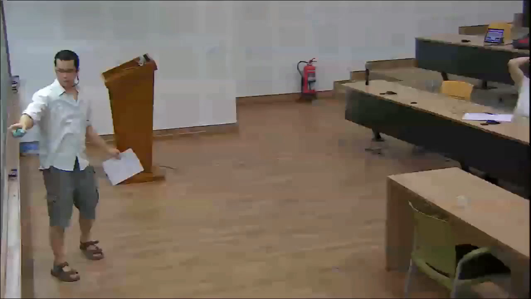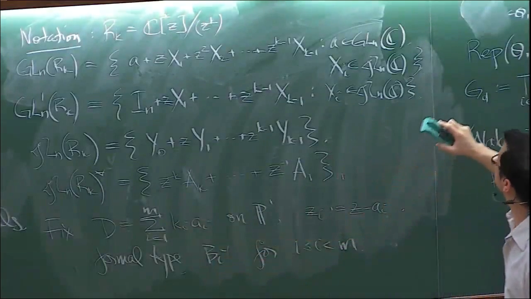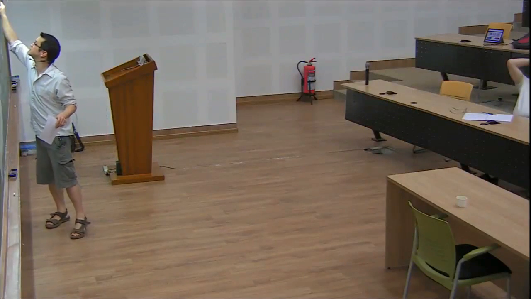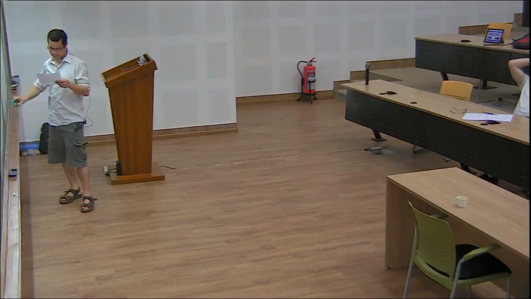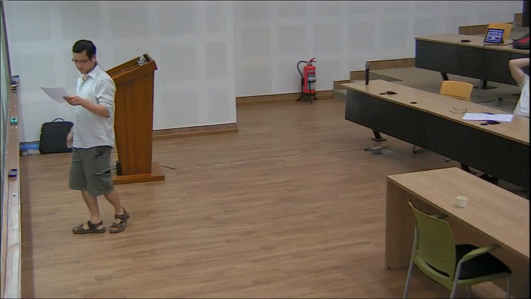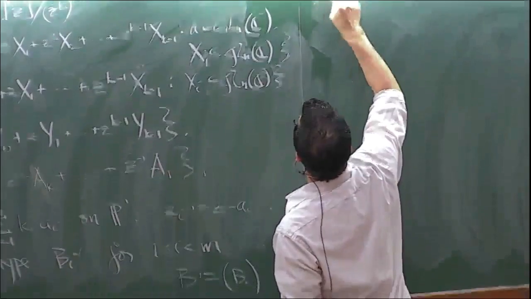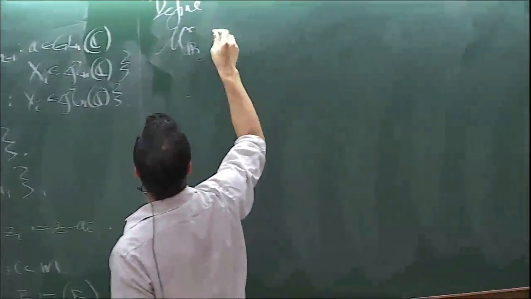So the Ki's will be the orders of the poles, and then the Bi will have an expression like that. So if we write the B for this tuple, then we define the de Rham space.